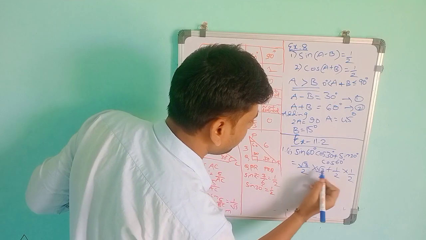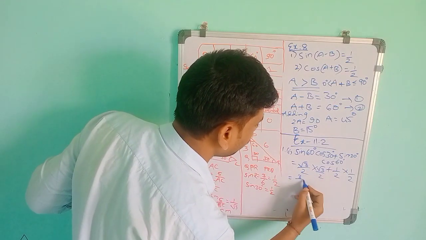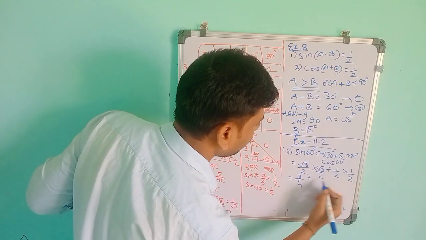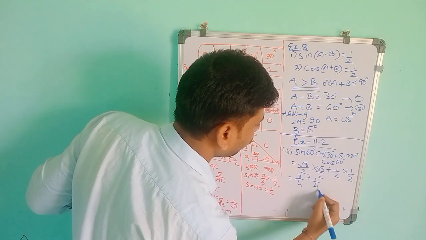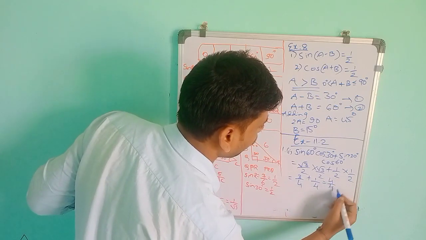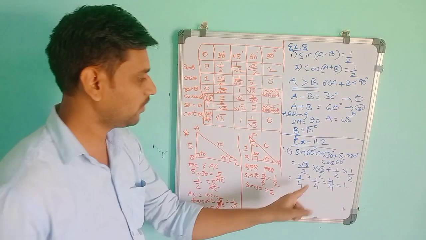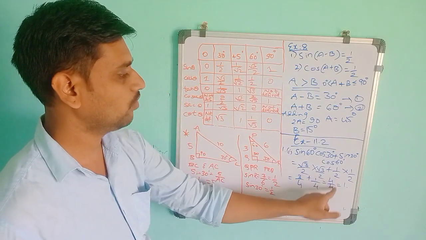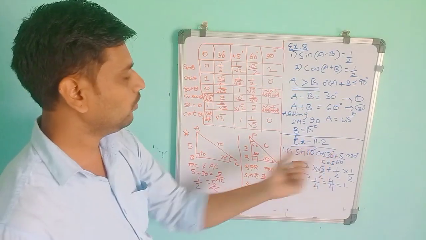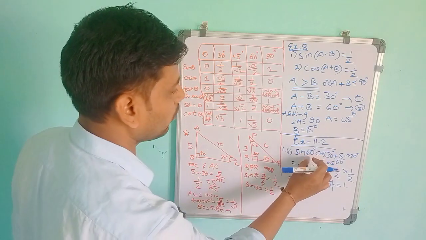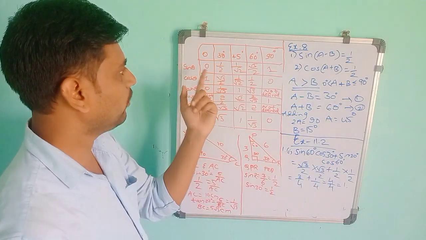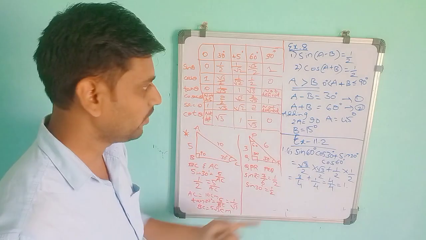Therefore, this one: root 3 into root 3 will become 3, 2 into 2 will become 4, plus 1 into 1 is 1, 2 into 2 is 4, 1 by 4. So 3 by 4 plus 1 by 4 is equal to 4 by 4, that is 1. So only I have to see the angles, and I have to substitute the values of those angles in relation to the trigonometric ratio.